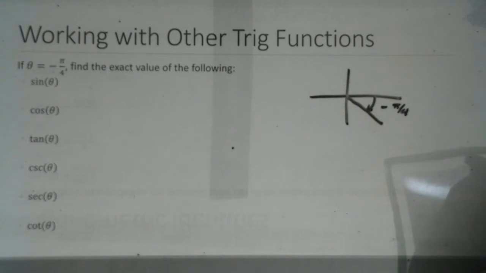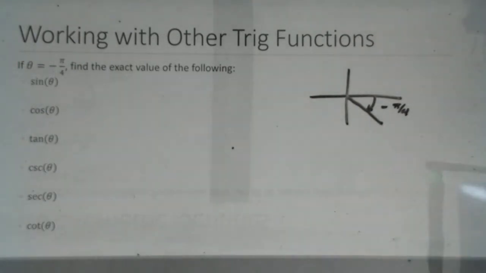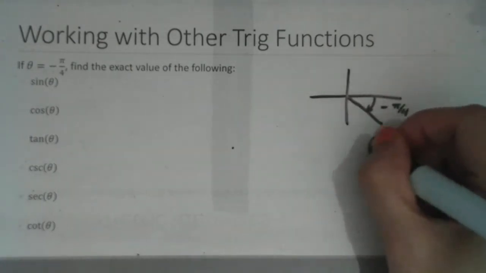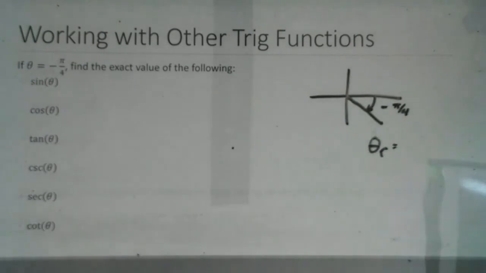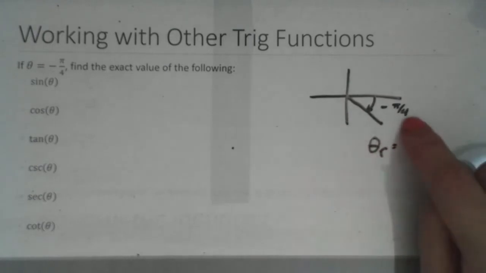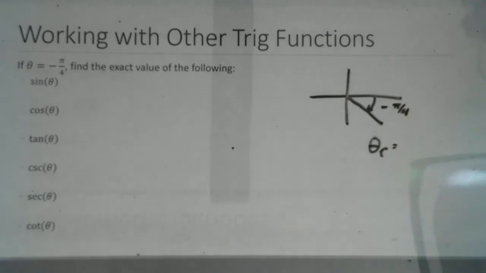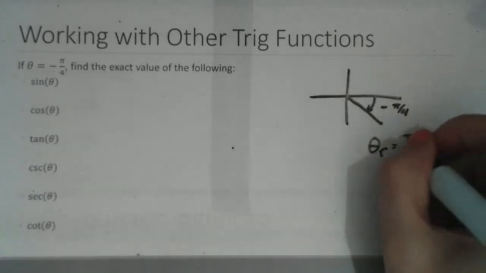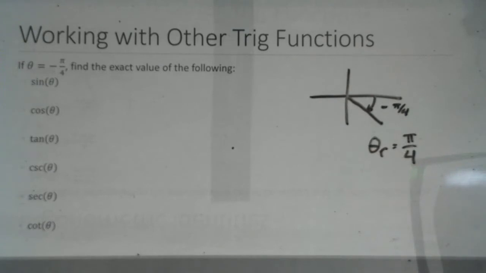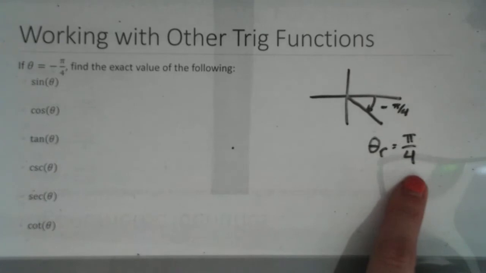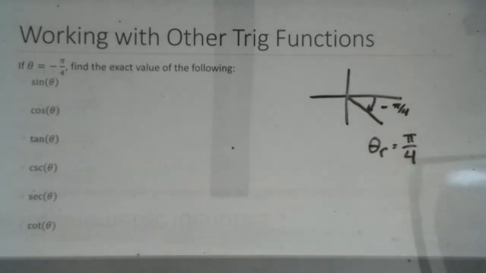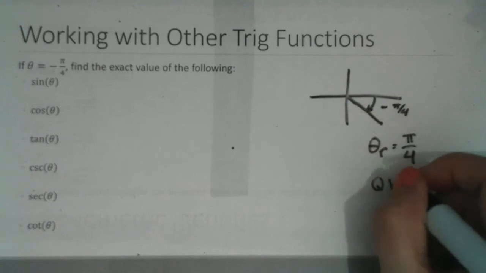Now that angle, I don't have specifically written on my unit circle, so let's think about this in terms of a reference angle. My reference angle is the positive angle between where I'm at and the horizontal axis. Well, to get from the horizontal axis here is negative pi over 4, so to get from here to the horizontal axis will be positive pi over 4. So if I can find these values for pi over 4, then I'll be able to find them for negative pi over 4, because I just have to remember that I'm in quadrant 4.